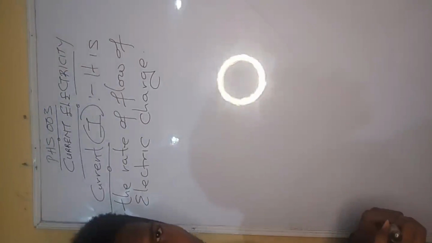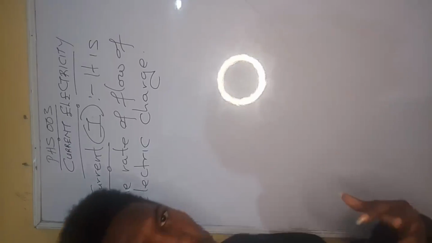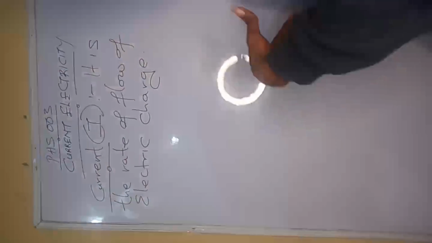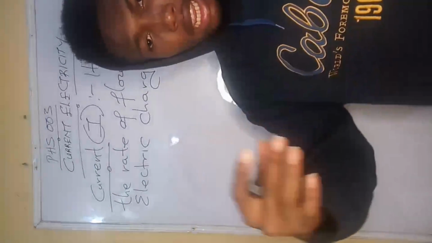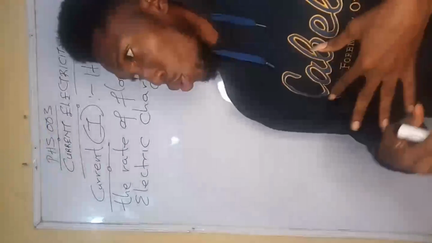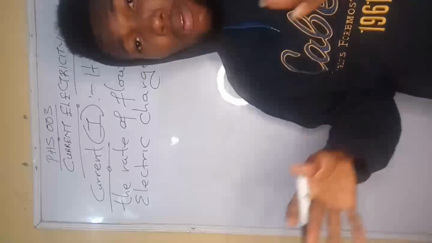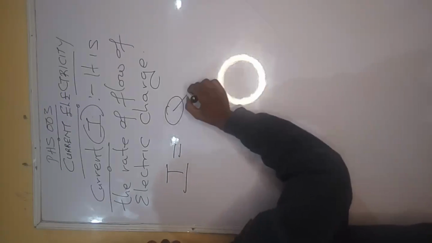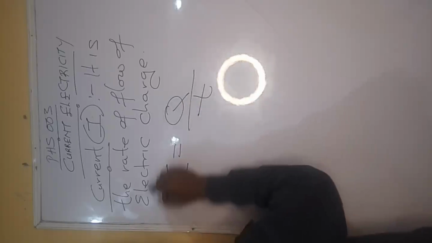And of course, you can remember that anytime we're talking about rate of flow of something, because we said it's the rate of flow of electric charge. Anytime we talk about rate of flow, we're talking about that parameter being studied based on the influence of change in time. Are you getting me now? So when we say that current is the rate of flow of electric charge, we are saying that it is charge flowing with time taken. So that means I, which is current, is equal to rate of flow of electric charge. So that is the expression.